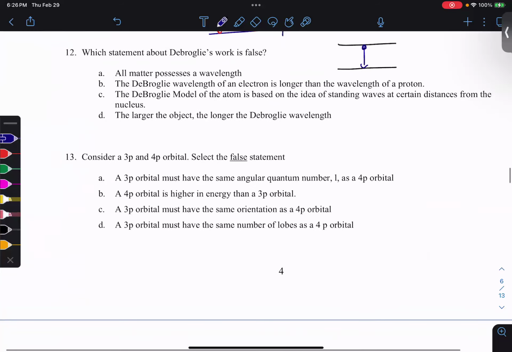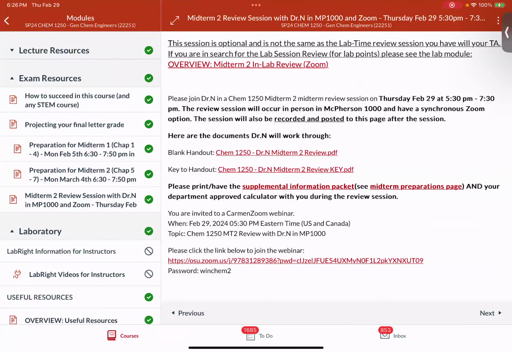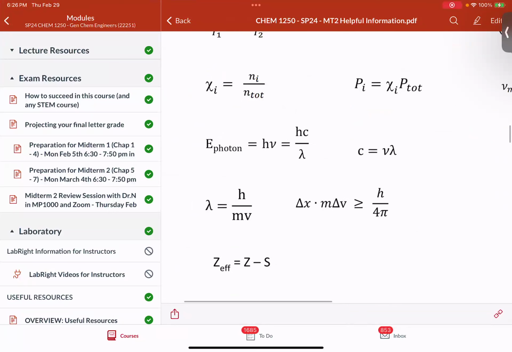All right. Which statement about de Broglie is false? Which equation on this supplemental is about de Broglie? What did de Broglie do? What did he get his Nobel Prize in? The wavelength. Yes, the de Broglie wavelength. So if we go back to the supplemental, here's the supplemental. The equation under E photon: wavelength equals h, so Planck's constant, over mass times velocity.